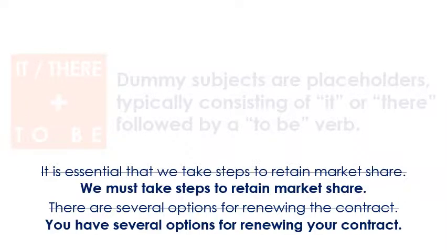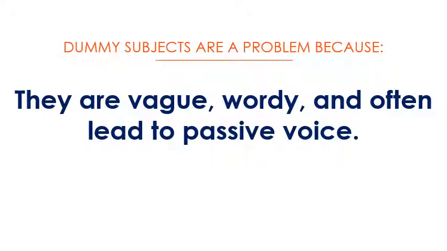To fix these sentences, we merely need to replace the dummy subjects with concrete subjects. And so in the first sentence, we replace it is with we, and in the second, we replace there are with you. In both cases, we've taken a placeholder and replaced it with a person, place, or thing capable of action. Dummy subjects are a problem for several reasons.